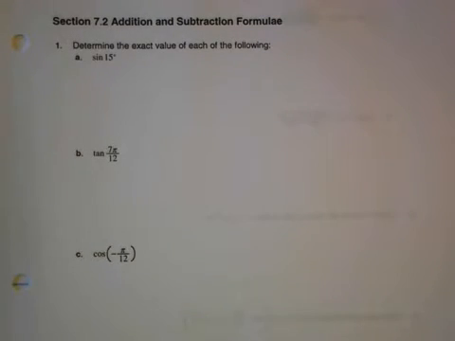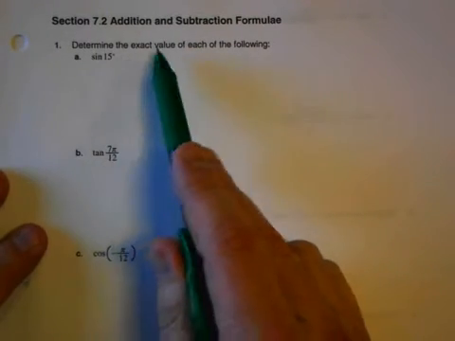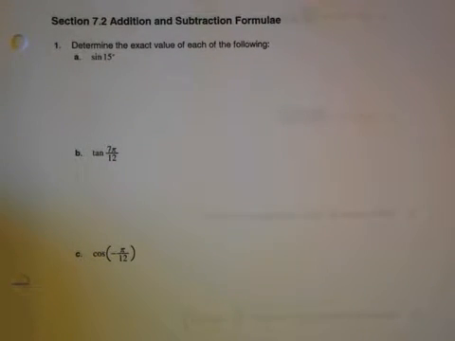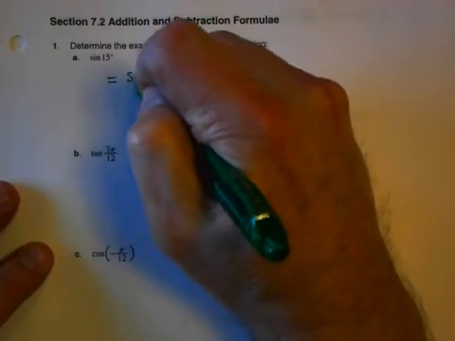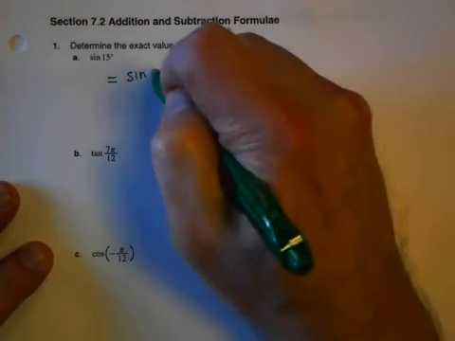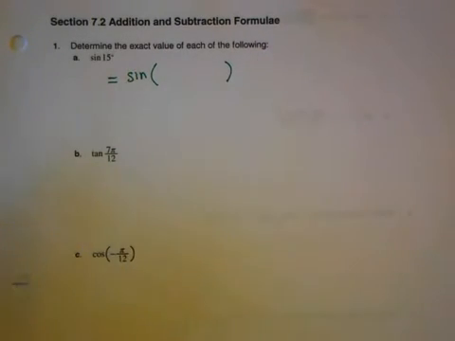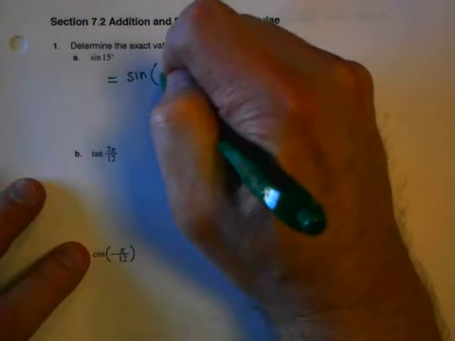Alright, so let's start with the first one. What would we do with sine of 15 degrees? Determine the exact value. What I want to do is write 15 degrees using some of the special angles that I know. So how can I write 15 degrees using some of the special angles that I know? 45 minus 30.